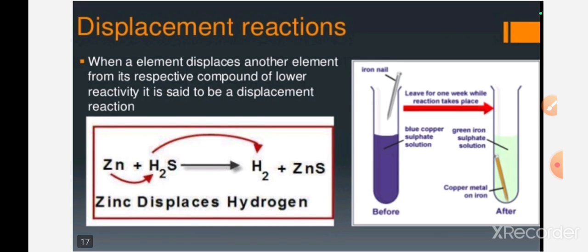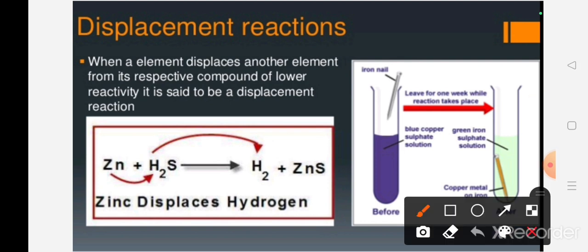Then displacement reaction, the third one we are now going to discuss. When an element displaces another element from its compound because of lower reactivity, it is said to be a displacement reaction. In a simple way, a highly reactive element displaces a less reactive element and gives out new products. It is called a displacement reaction.